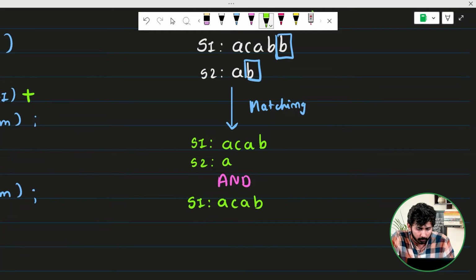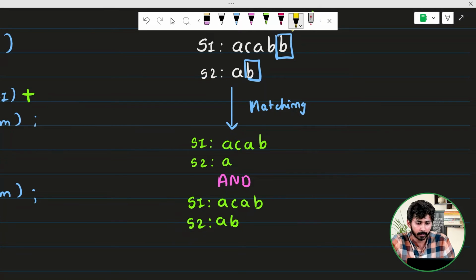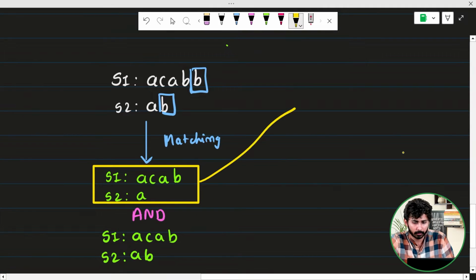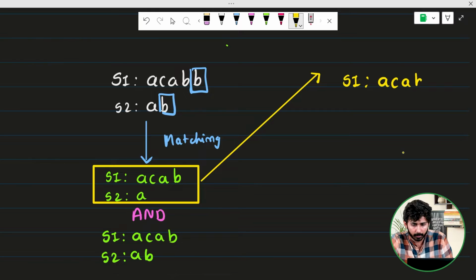And now I will have S2, and this is AB. Okay, so this is a problem. Let's try to solve one of the sub problems so you guys can get an idea. So I'll solve this sub problem. Here it goes in this manner. I have my S1 as ACAB and my S2 is what?